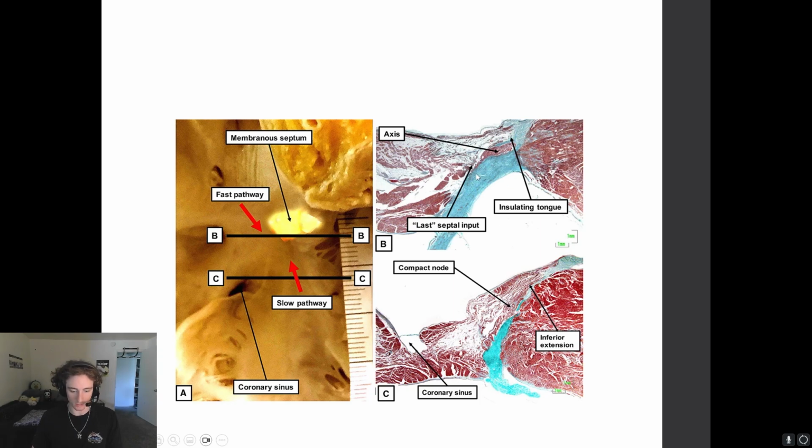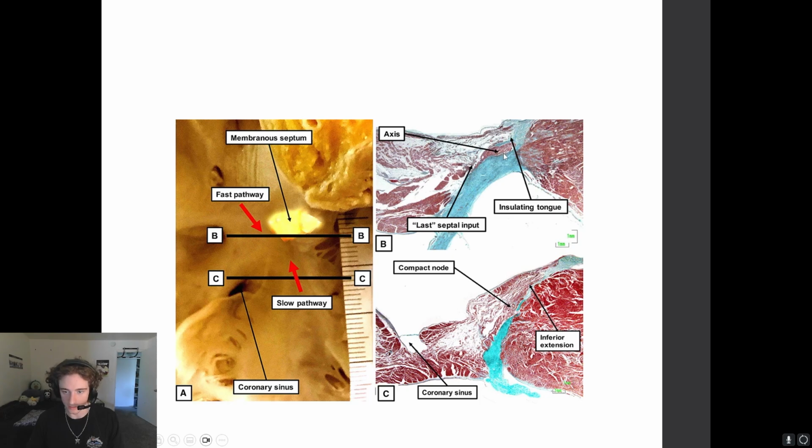So what do we see in B? Well, we see this last septal input to the conduction axis prior to the fibrous, so it's white, right? This last input prior to the fibrous insulation of the atrioventricular junction, okay? So you can see the myocardium, and you can see the white is going to be that fibrous tissue. So we're going to see this last input to the conduction axis before the junction, okay? So here's that junction, last input, okay?